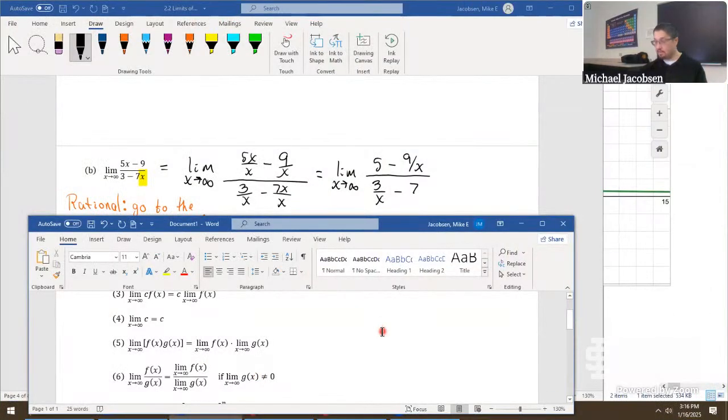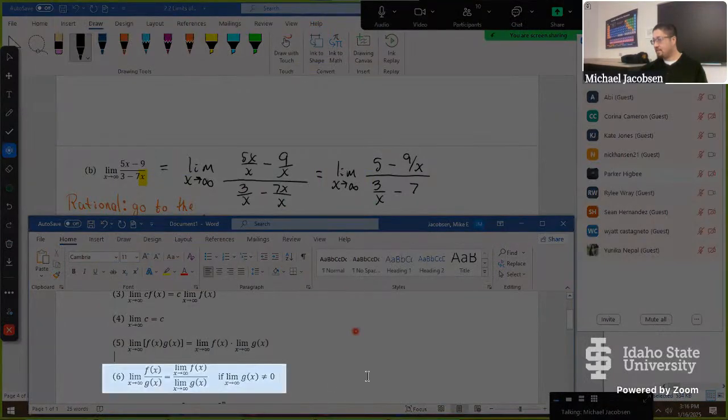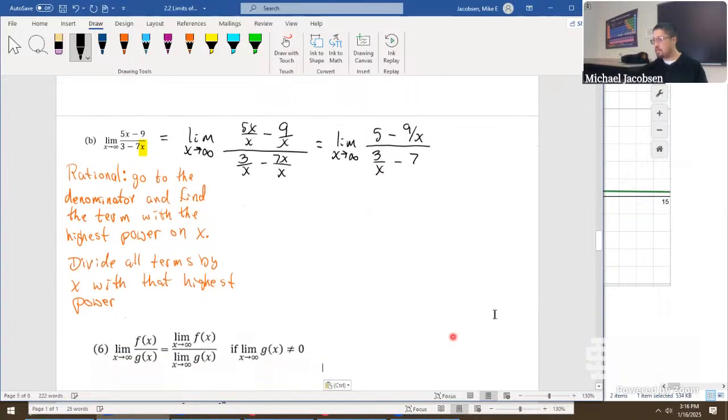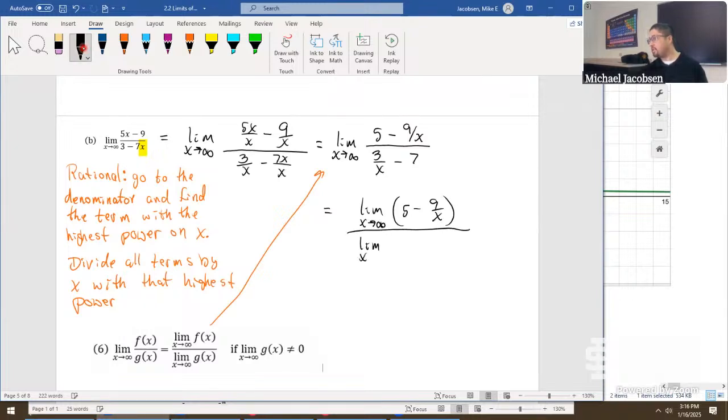So we apply that to this portion right here, and we are left with lim x goes to infinity, 5 minus 9 over x, divided by the limit as x goes to infinity of 3 over x minus 7. So that's limit law number 6.